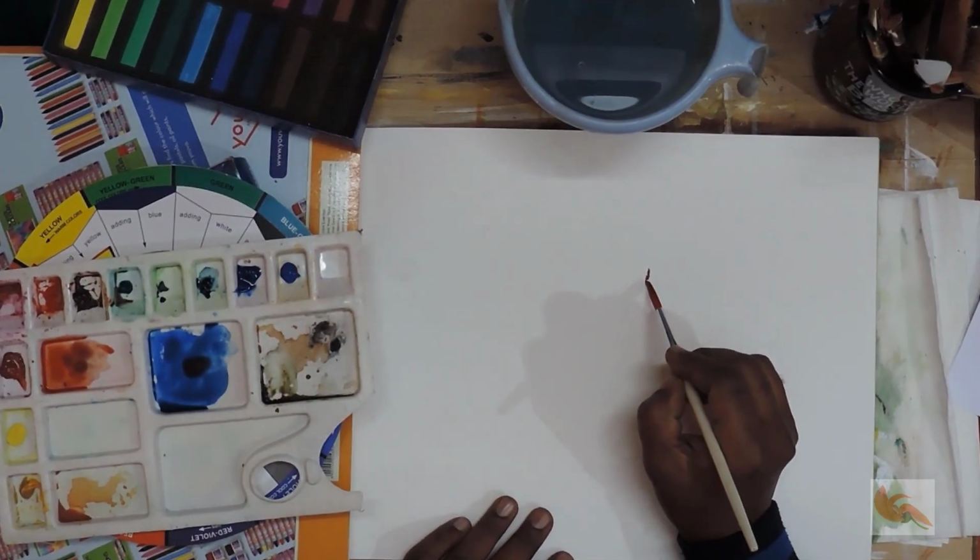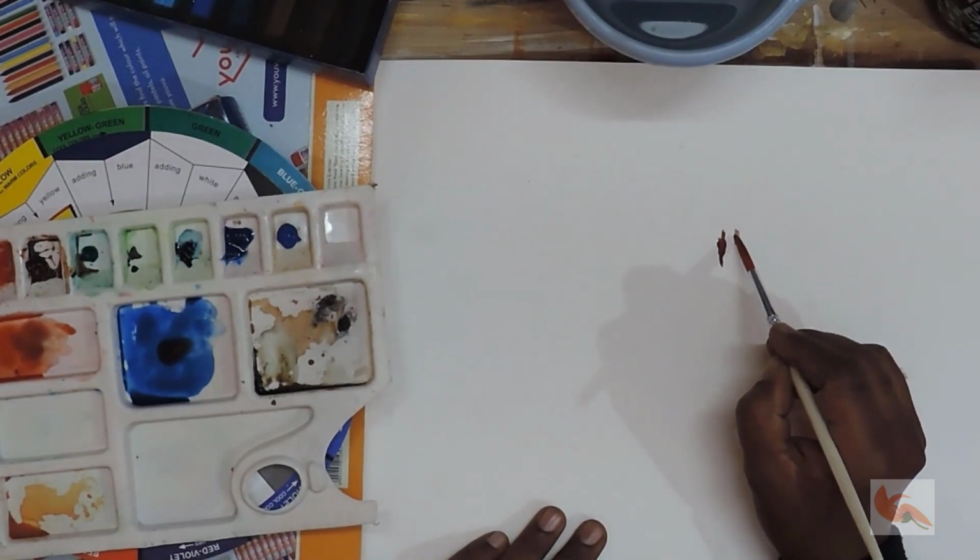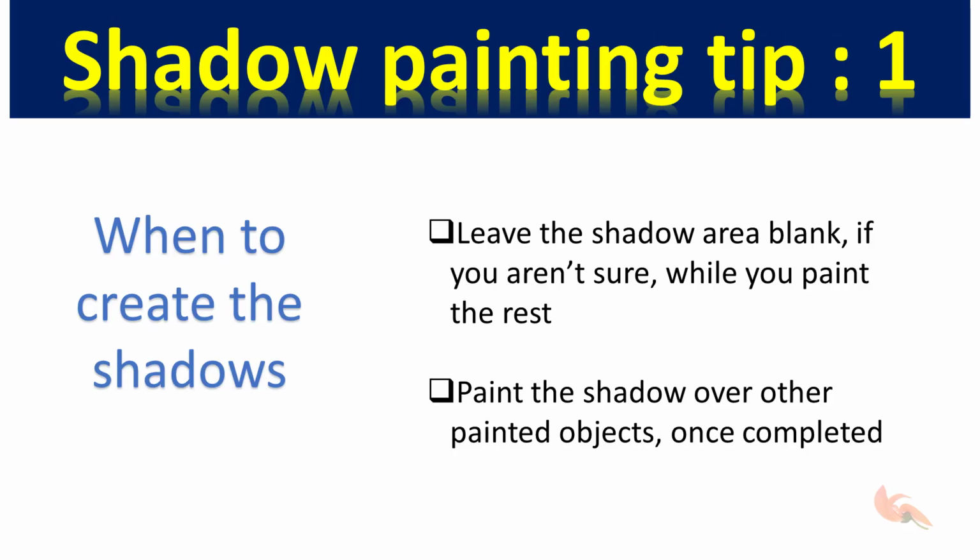Some of the important aspects to keep in mind while painting shadows are: when to create the shadows, or rather at what stage in a painting you should do the shadows. There is no one-size-fits-all answer for this; it depends on the subject. Many times you might have to leave the shadow area blank until you are ready for it, or paint the shadow on top of other paints using a glaze or a similar technique.